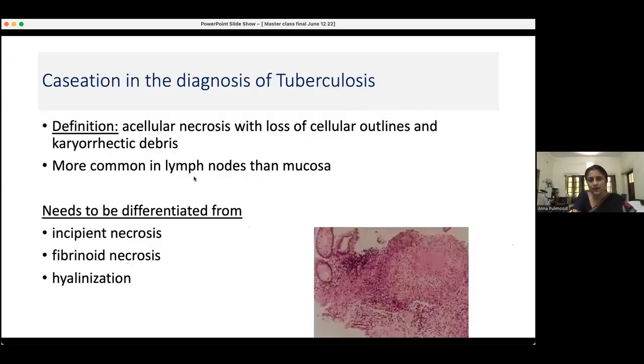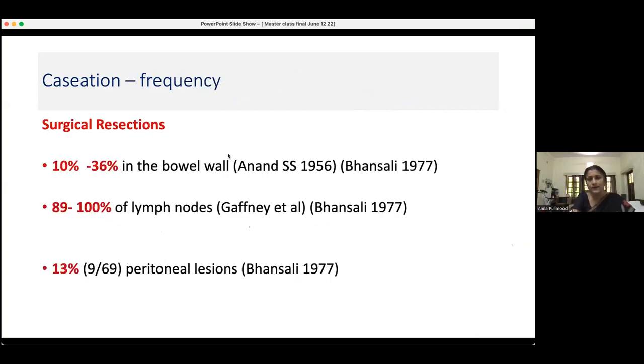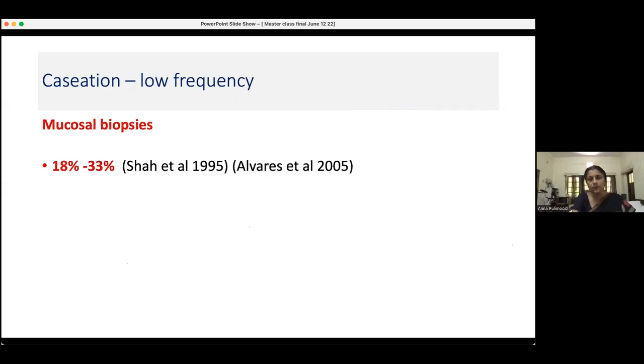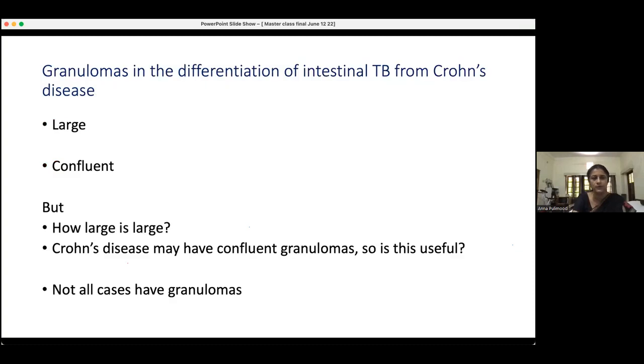Caseation again is acellular necrosis and has to be distinguished from other types of necrosis, and it is not as common as you would require to make a diagnosis of TB. Maybe up to 1/3 of bowel resections will have caseation in the bowel wall. Lymph nodes have caseation more often, but this depends on whether the lymph nodes are available for sampling. In peritoneal lesions, the chance of getting caseation is very low. In mucosal biopsies, less than 1/3 will show caseation. So again, we can't depend on caseation and acid-fast bacilli to make a diagnosis of TB or Crohn's.